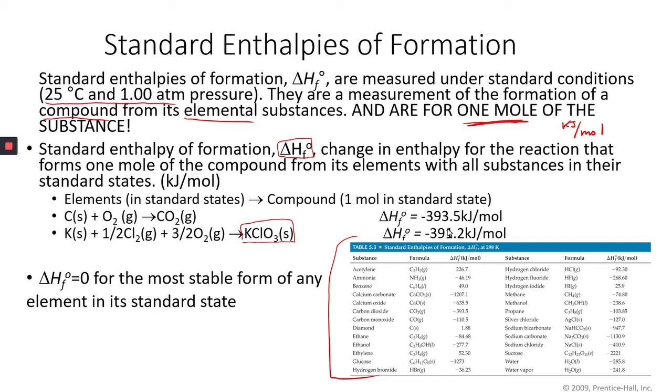If you have an element in its standard state, its heat of formation is 0 because it was formed already. Okay? It's not like this element could be formed, and it's in its standard state, so it is 0. So that's important to remember.